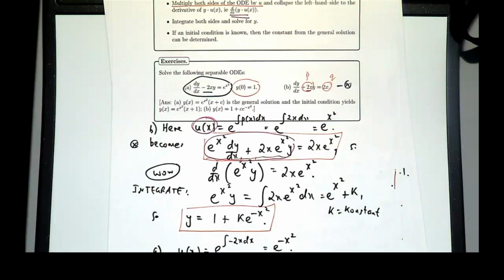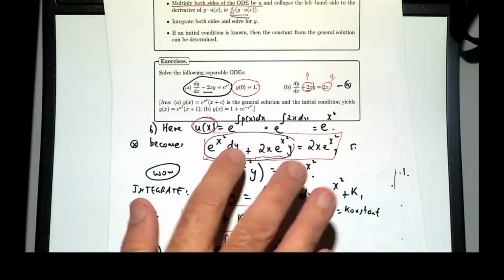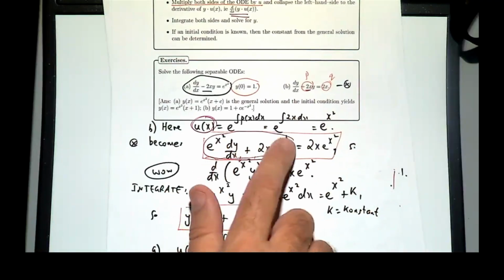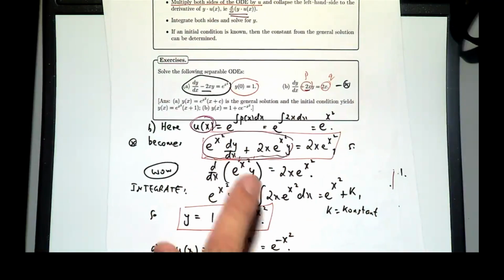Okay, you take that integrating factor, you multiply both sides of your original problem by the integrating factor, and you collapse the left-hand side to the derivative of a product. And that product involves your integrating factor and the unknown function y. Then you can integrate it. Great. We love it. Okay?